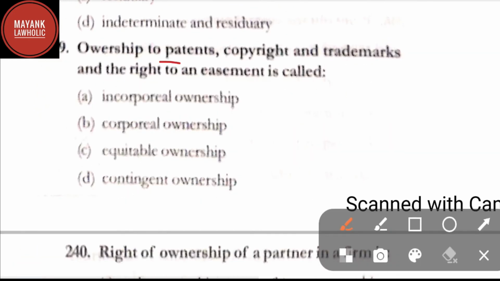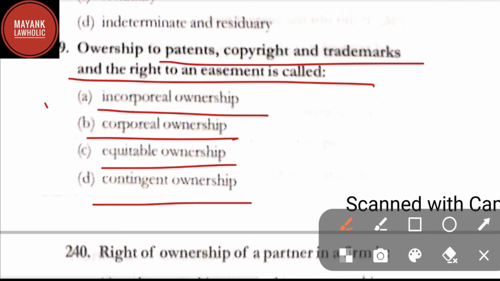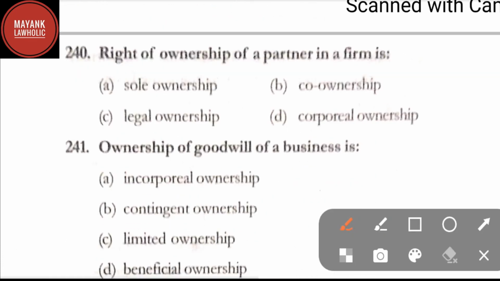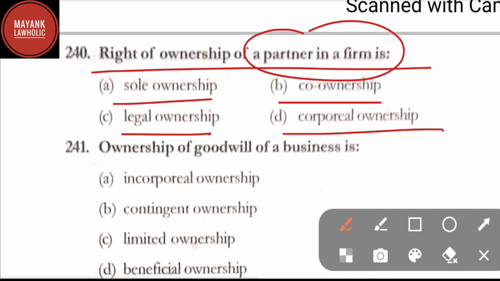Ownership to patents, copyrights, and trademarks and the right to an easement is called: incorporeal right, corporeal ownership, equitable ownership, contingent ownership. Here the correct answer is option A, that is incorporeal ownership. Question number 240. Right of ownership of a partner in a firm is: sole ownership, co-ownership, legal ownership, corporeal ownership. The correct answer here is option B, that is co-ownership.